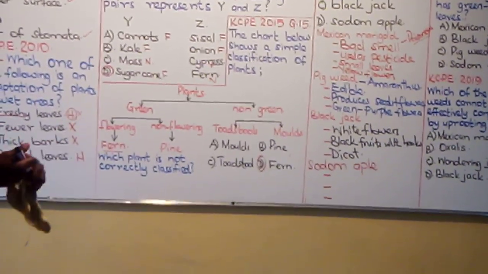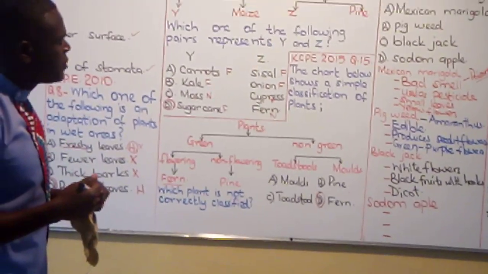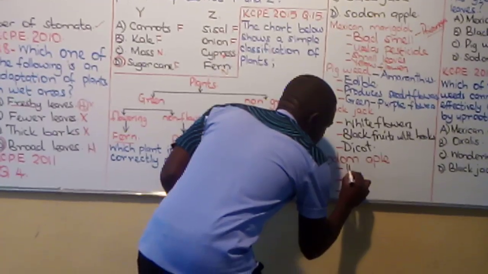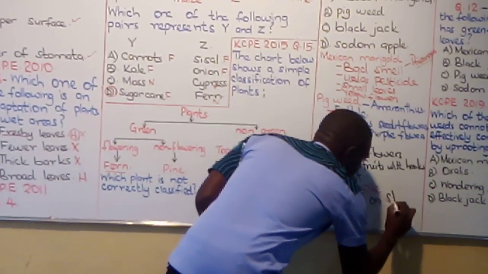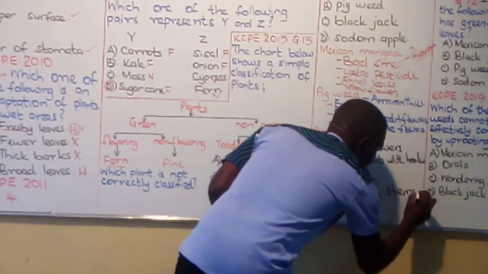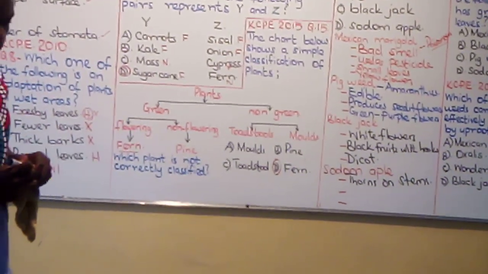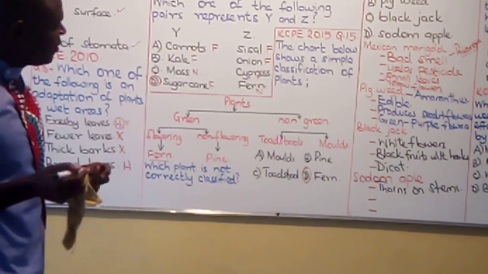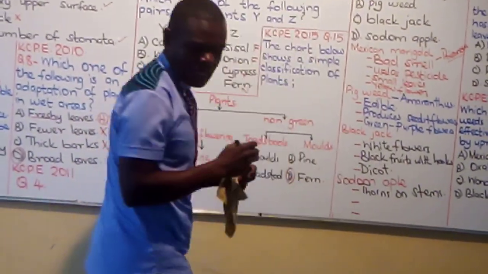Let's look at Sodom apple. Thorns on the stem. So the Sodom apple has thorns on the stem. It's not edible. Please don't eat it because you think it's an apple.